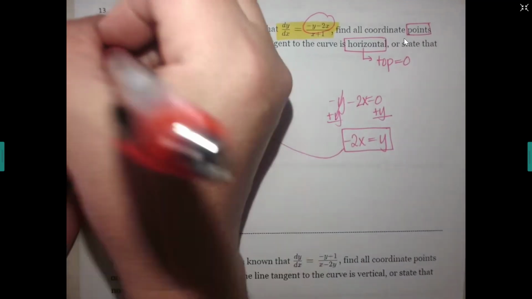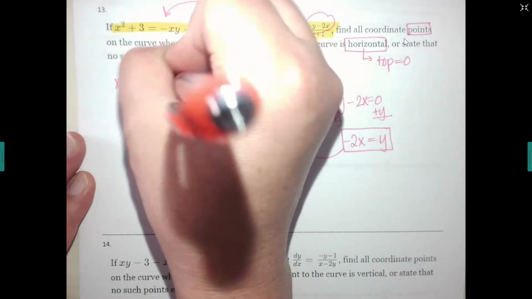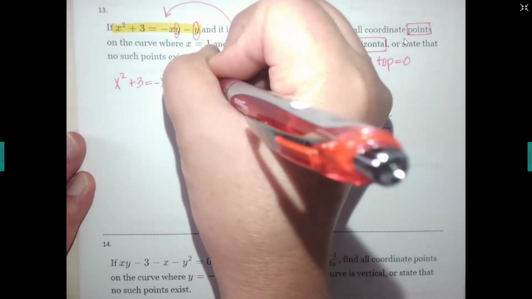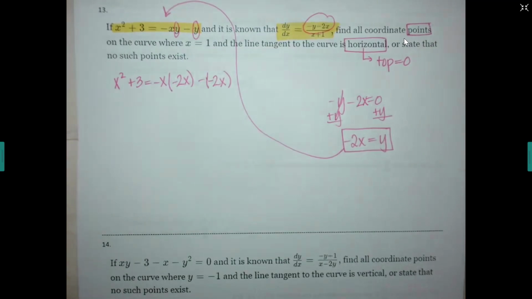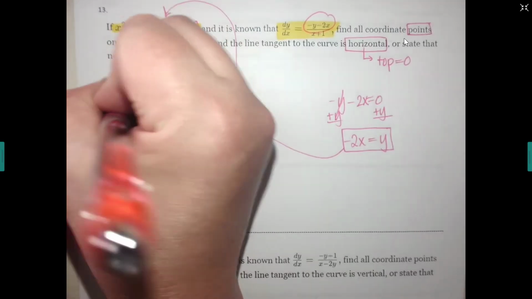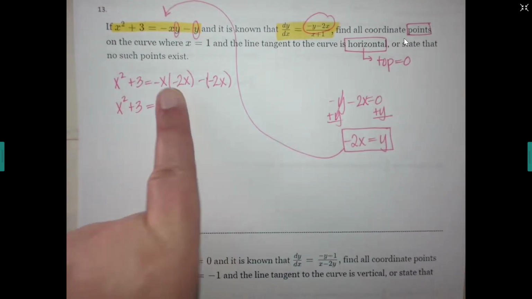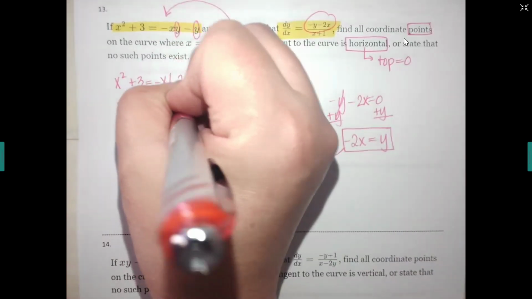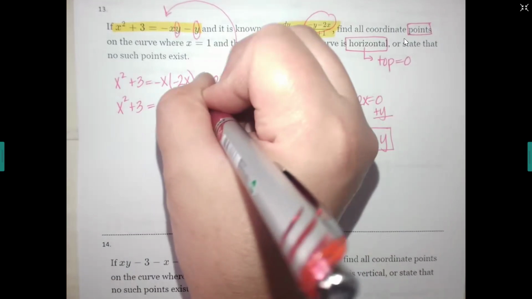So let's do it. So it's an x squared plus 3 minus x times y, and then when I get to the y, I'm plugging in a negative 2x. Then I have another minus y here, so I'm going to minus another negative 2x. From there, we are going to simplify that a little bit. So I have x squared plus 3, and then negative x multiplied by a negative 2x would be a plus 2x squared. And then minus a negative 2x here, that would go to a plus 2x.